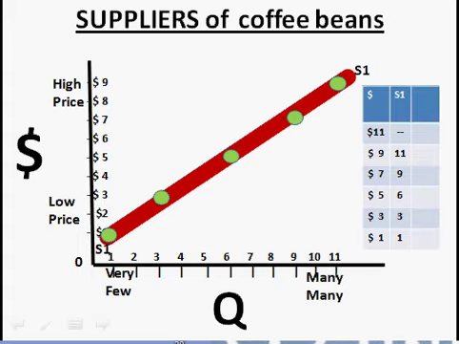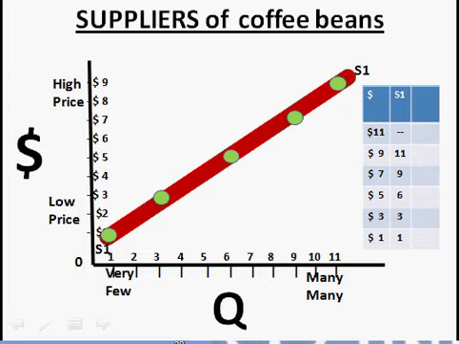Now, we've already seen the movement along the supply curve, and that happens only on the basis of a price change. Now, how do we accomplish a shift in the supply curve? Very similar to a shift in the demand curve. So first we'll start off with some data.